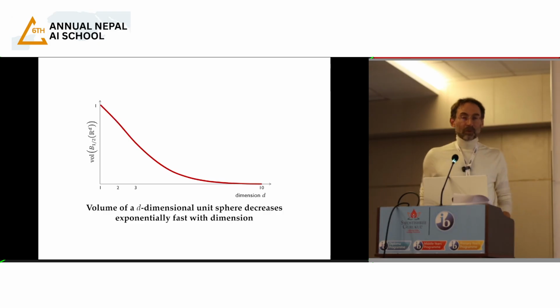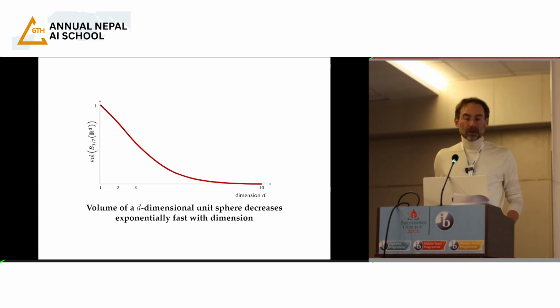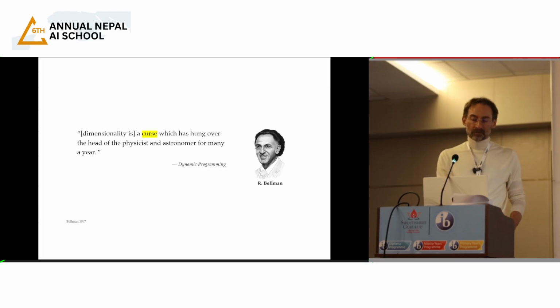The term curse of dimensionality actually goes to Richard Bellman, the inventor of dynamic programming. He was talking about the problem of dimensionality in physical problems. Everything works if you're in 1D or in 2D or maybe in 3D, but try to go to high dimensionality and bad luck.